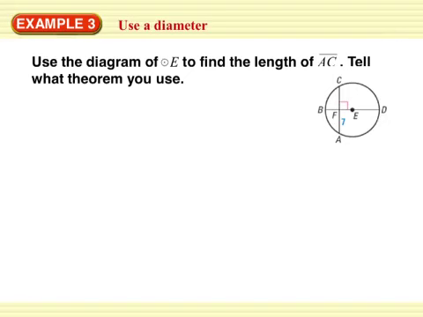Alright, example 3, using a diameter. Use the diameter of circle E to find the length of AC. Tell what theorem you would use. Okay, we learned that if a diameter is perpendicular to a chord, it bisects the chord. So if AF is 7, you can say that FC is also 7, and the length of chord AC is 7 plus 7, which equals 14.